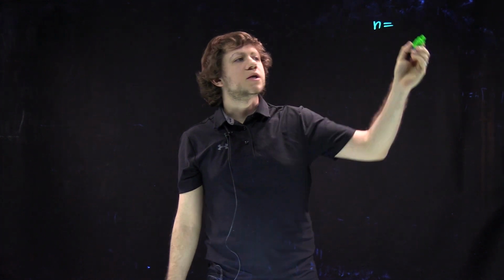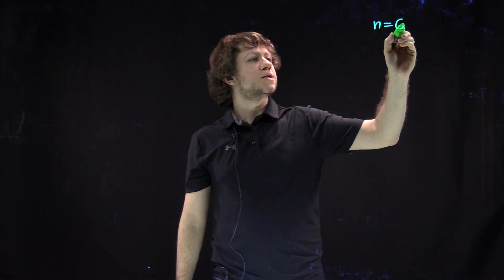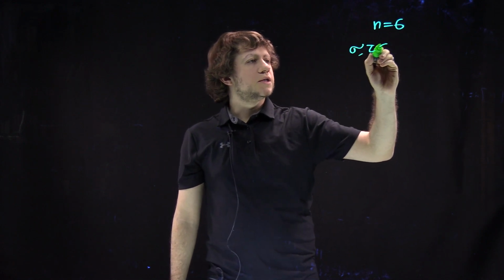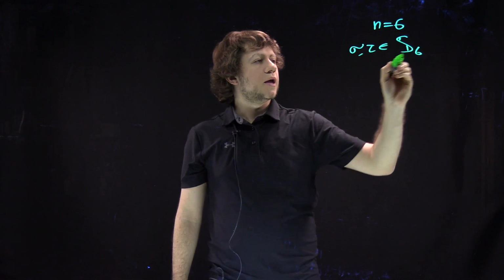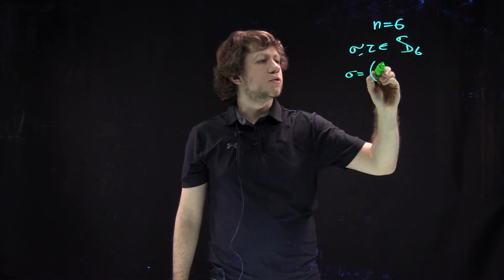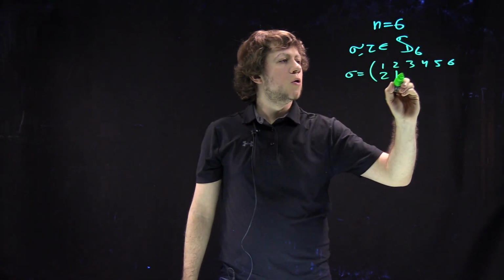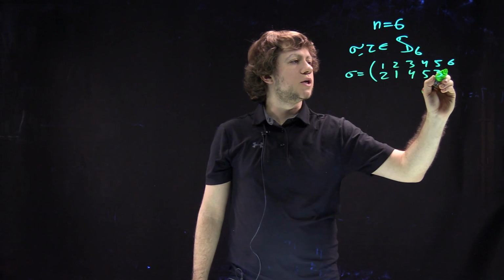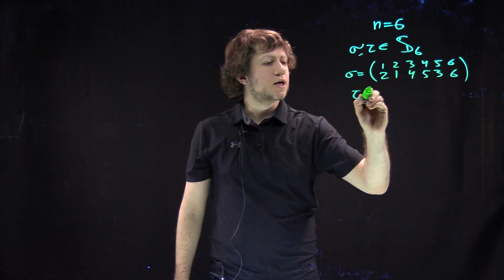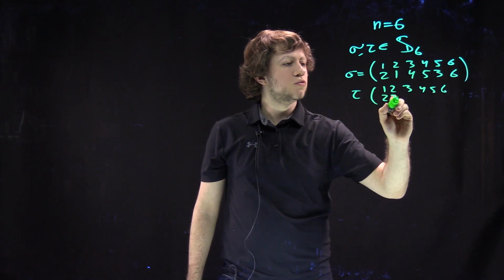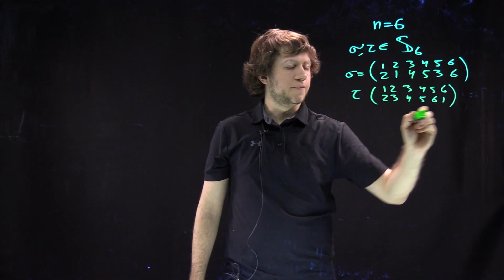Okay guys, so let's compute a few examples of these compositions. Let's take, for instance, n equal to something interesting, which will be, say, 6. And then we have two permutations, sigma and tau, inside S_6. We can imagine that sigma, for instance, sends 1, 2, 3, 4, 5, 6 to 2, 1, 4, 5, 3, 6. And say tau sends 1, 2, 3, 4, 5, 6 to 2, 3, 4, 5, 6, 1.